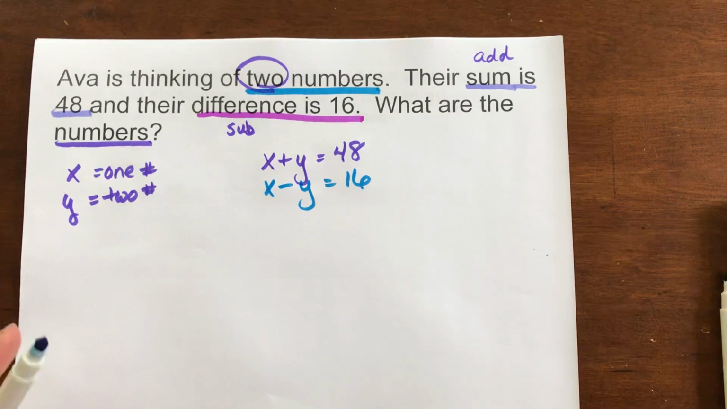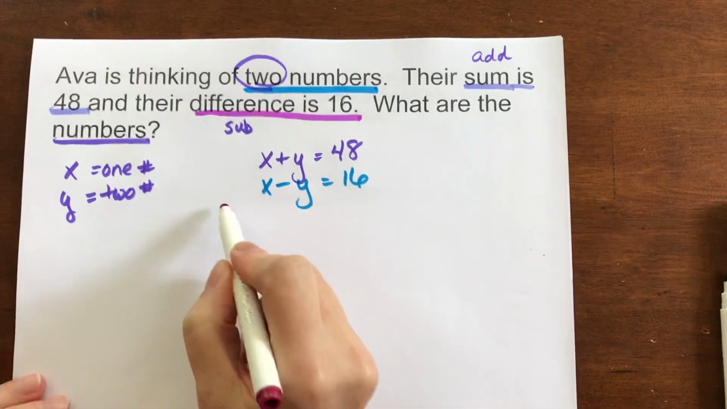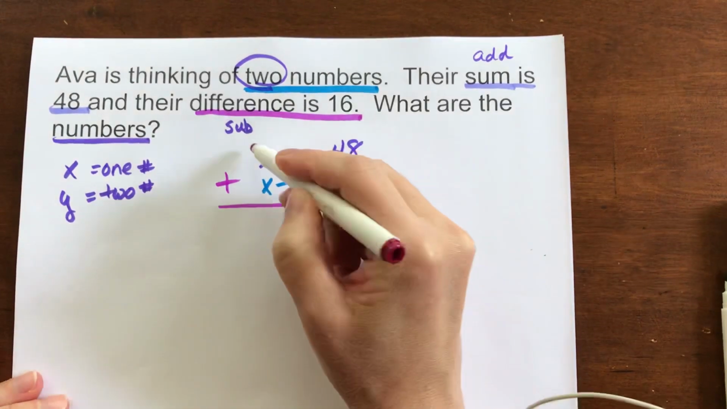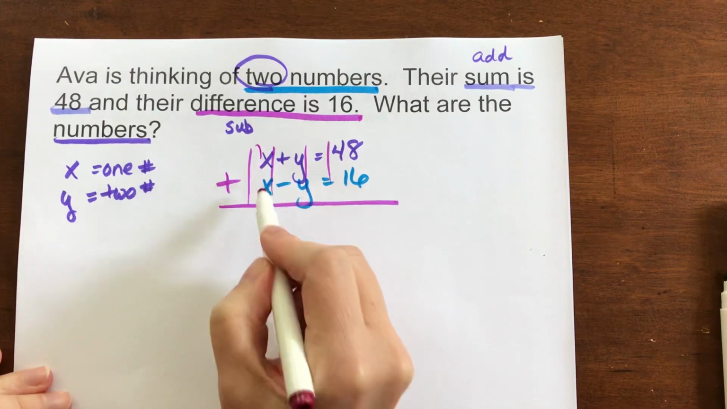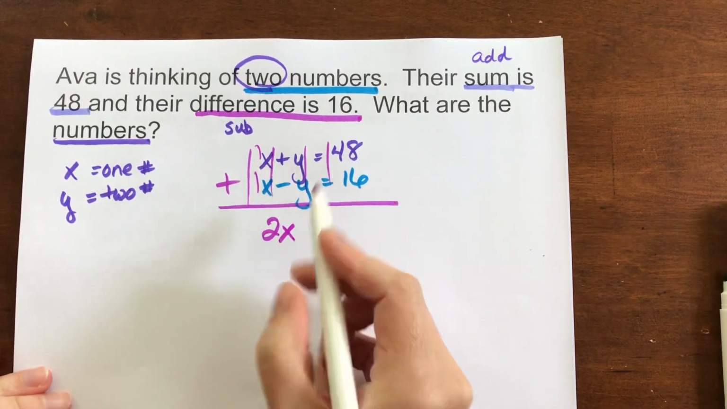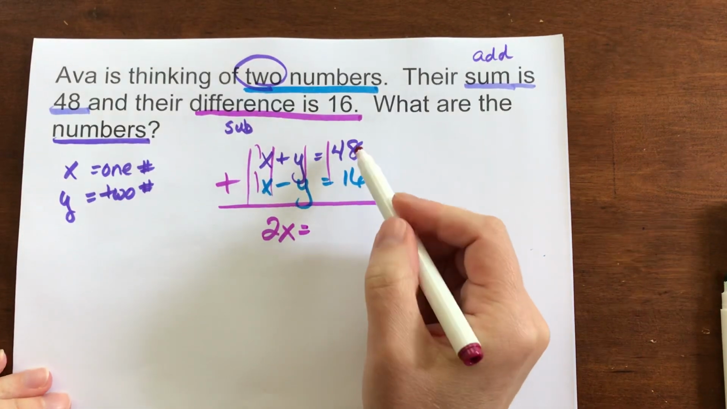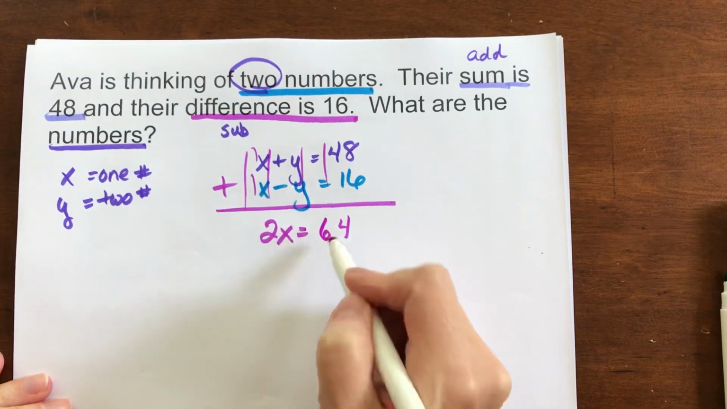Look at this. This one's actually kind of easy because it already has your opposite coefficient. So all we're going to do is draw our bar, put our plus sign, and then add your columns together. 1x, remember that's a 1x and this is a 1x. 1x plus 1x is 2x. Your y's cancel each other out. 48 plus 16, 8 and 6 is 14. Carry your 1, that's 5, you get 64.